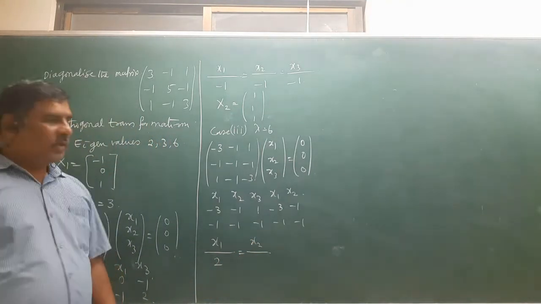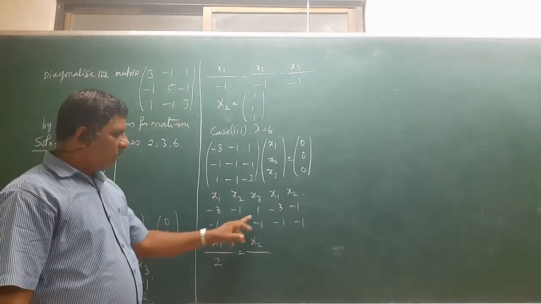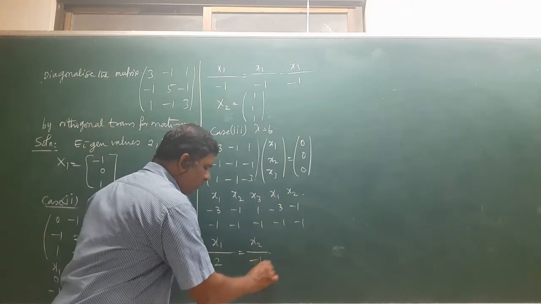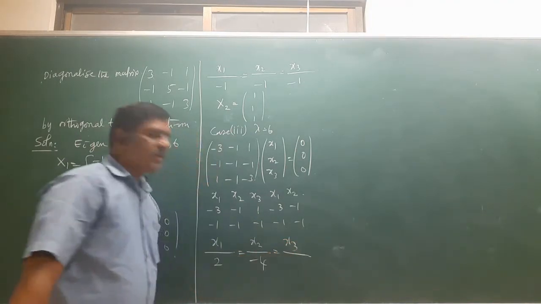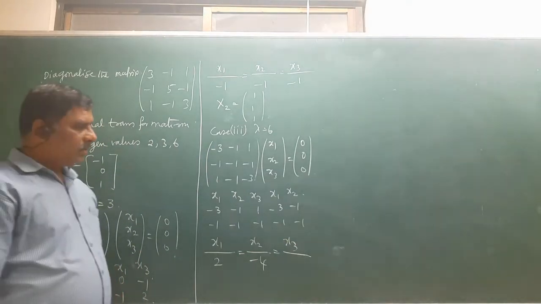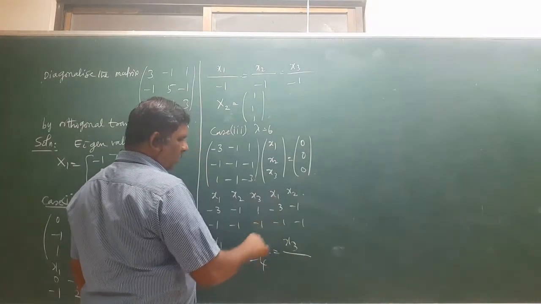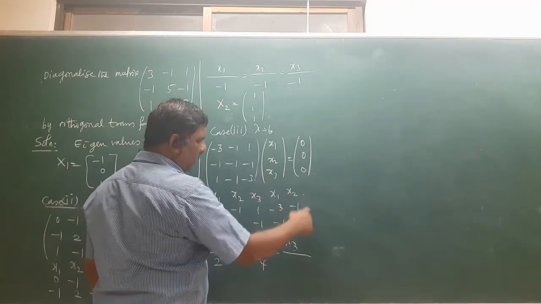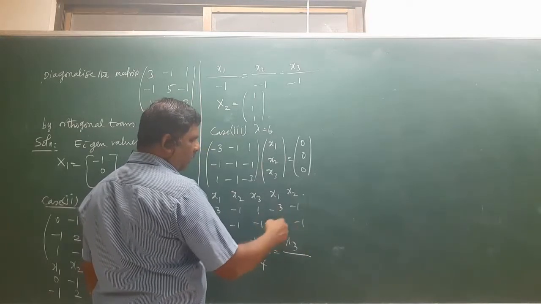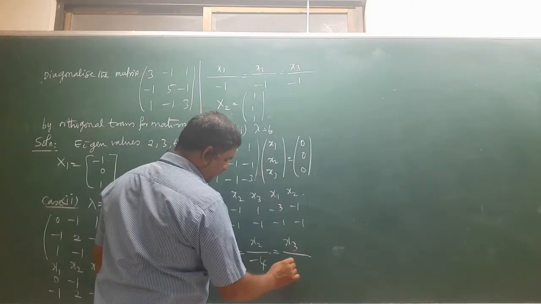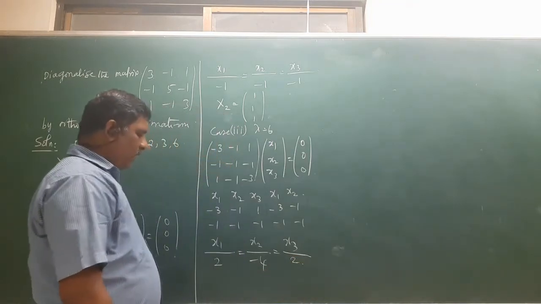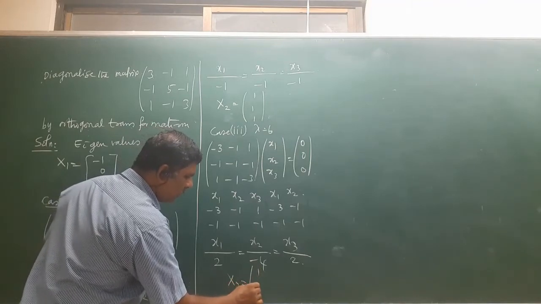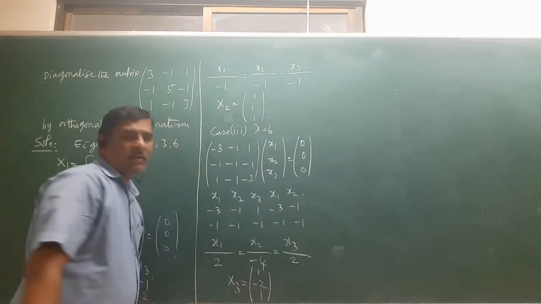x2 is, leave the x2 column, find the determinant of this: minus 1, minus 3, minus 4. x3 is, leave the x3 column, then find the value of this determinant. That means 3 minus 1, 3 minus 1 is 2. So what is x3 here? x3 equal to 1, minus 2, 1.